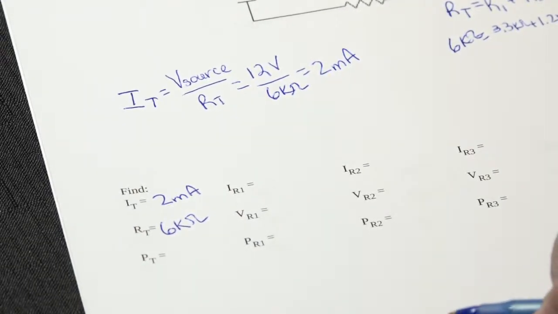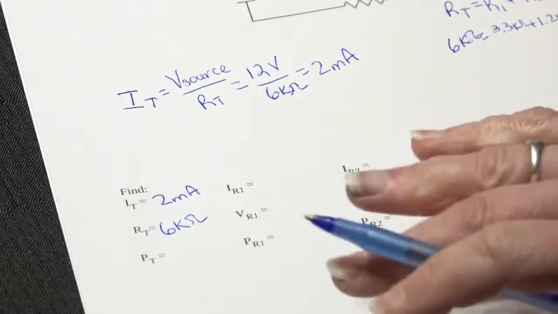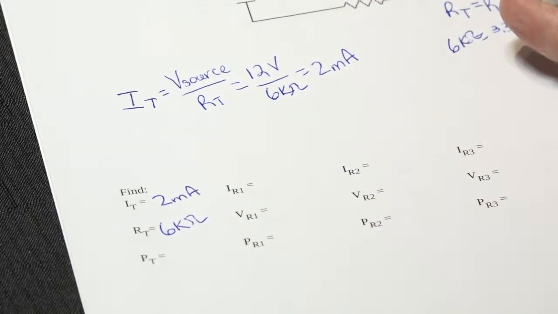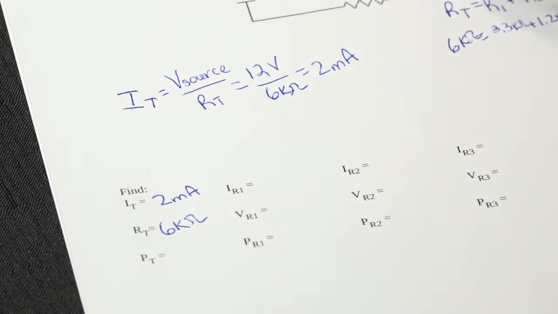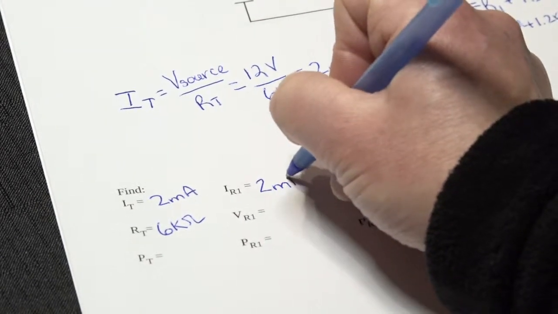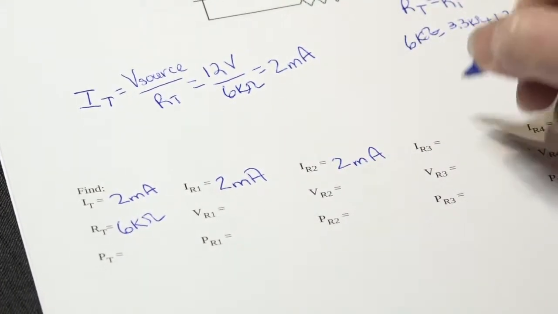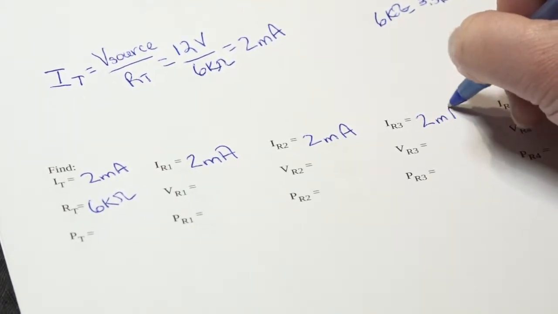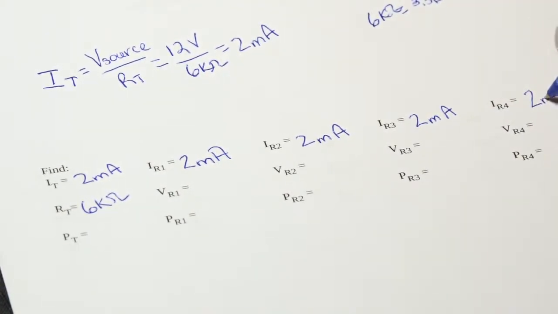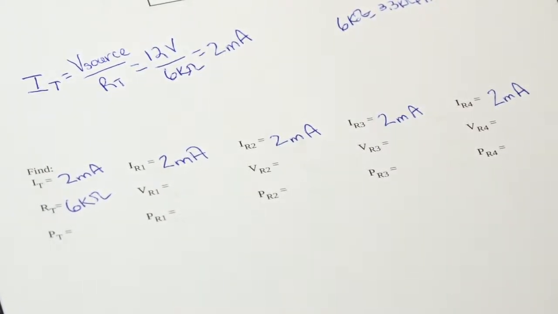Now, remember we said this is a series circuit, and a series circuit all share the same current. And I love it. We don't have to do another calculation because this is a series circuit. I can go ahead and say, hey, I know the current in resistor 1, it's 2 milliamps. In resistor 2, it's 2 milliamps. Resistor 3, it's 2 milliamps. And resistor 4, it's 2 milliamps. Oh, awesome! I love getting things for no effort whatsoever.